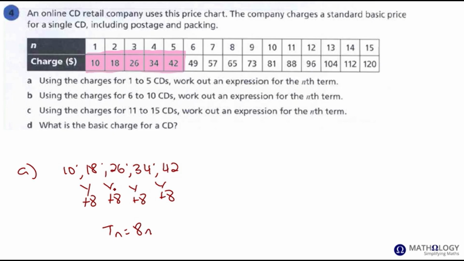When n equals 1, we need to have the first term being 10. 8 times 1 is 8. We add 2 to 8 to get 10. So this is the nth term.